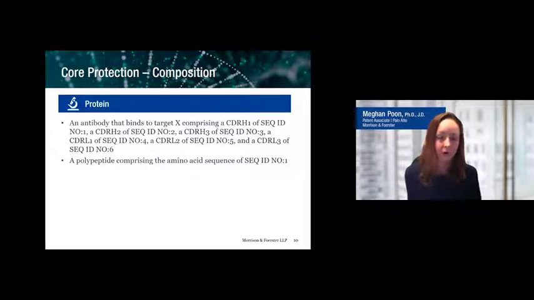We'll talk a little bit more about this later in the presentation, but currently, based upon the US standard, really the gold standard for antibody claims tends to be CDRs. And even in certain cases, the claims have to be limited even further than CDRs to VH and VL sequences. Another type of claim could just be a polypeptide comprising a particular amino acid sequence, as shown by the second bullet.